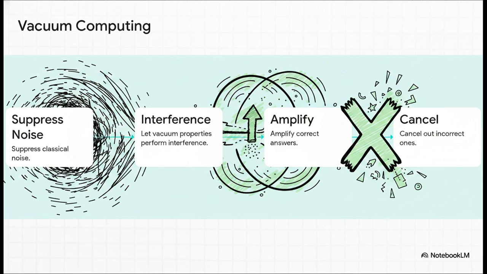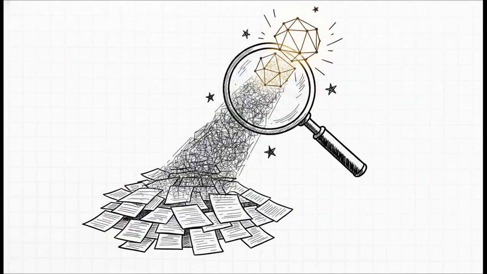Okay, let's walk through the actual mechanical steps where the vacuum starts acting like a physical machine, using interference to sort the truth from the noise. First, like we just talked about, we suppress that classical noise. Second, with all that noise gone, we let the vacuum's natural properties perform interference. You see, in the quantum realm, probabilities interact a lot like ripples overlapping on a pond. And here is where the computation itself actually happens, steps 3 and 4. Through this vacuum interference, the system naturally amplifies the correct mathematical answers, while at the exact same time, it cancels out the incorrect ones. It computes by letting the architecture of the vacuum filter out the wrong possibilities, leaving you with only the truth.